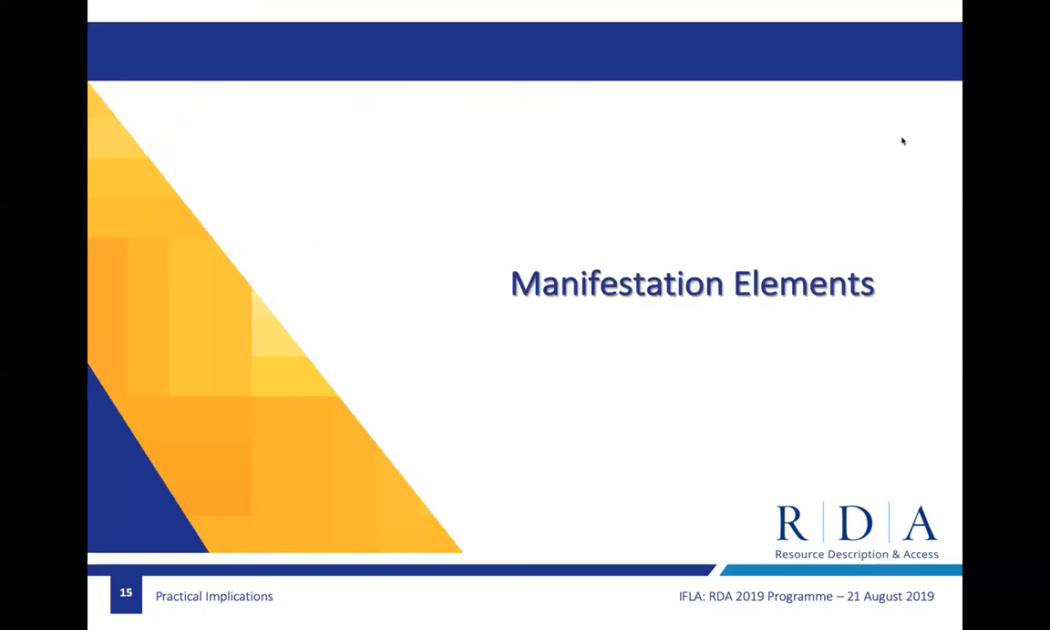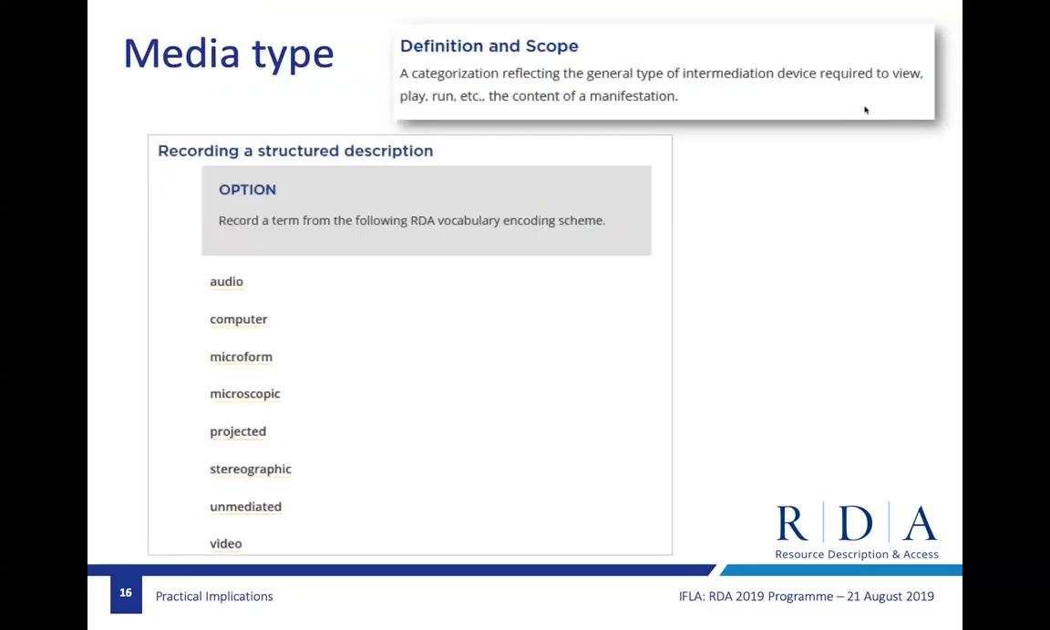Let's take a closer look at these manifestation elements as they apply to my work. First of all, I'd like to emphasize that all I'm doing here is giving you the parts of the instructions and the element page as they apply to the item that I have in hand. Media type, definition and scope, is a categorization reflecting the general type of intermediation device required to view, play, run, etc., the content of a manifestation. Because my application profile tells me I'm using a structured description and I know I want to use the terms in the RDA toolkit, I will be using a term from this RDA vocabulary encoding scheme. Because I can use my own eyeballs to read the book, it is unmediated.